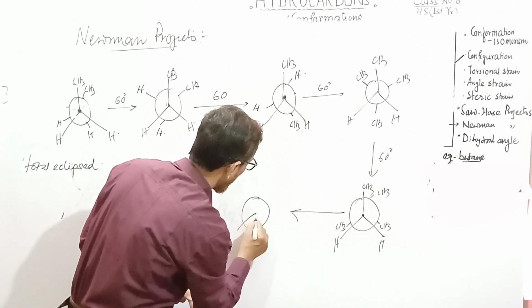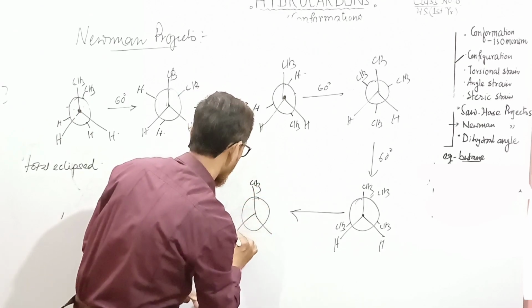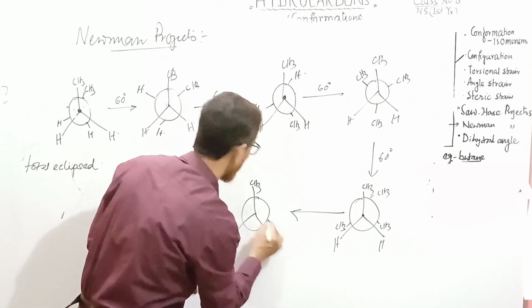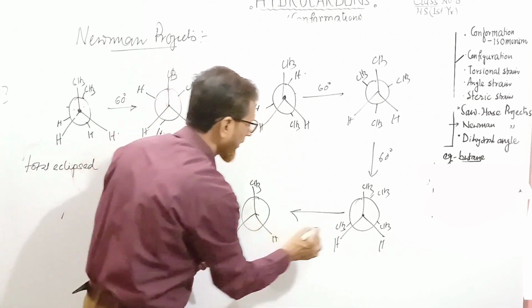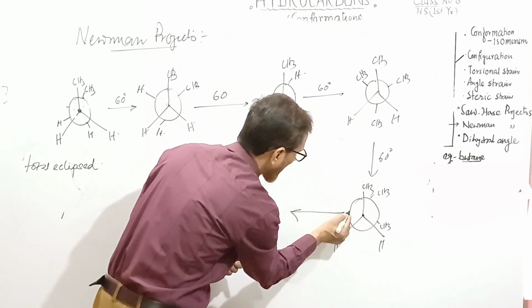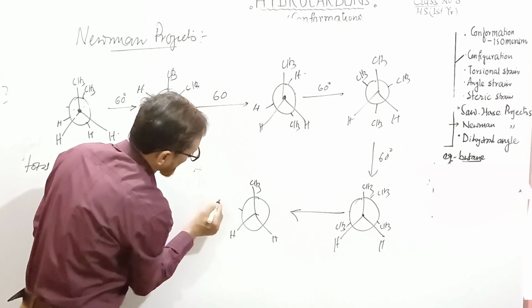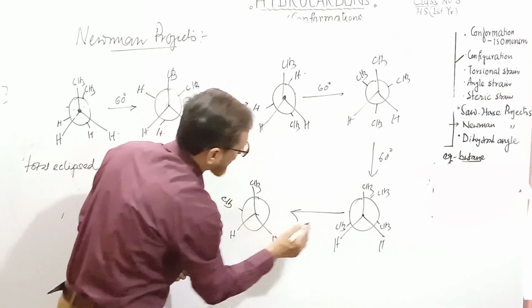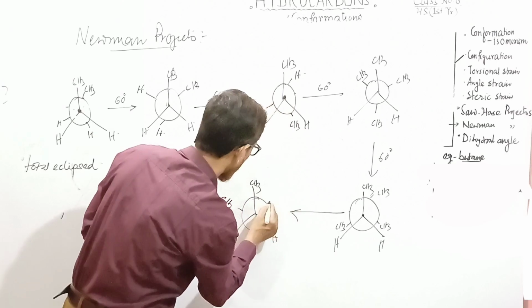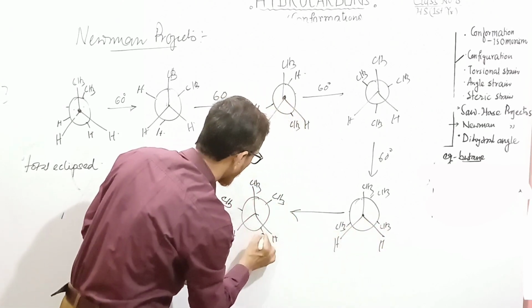Now if you make this, hydrogen, CH3 of first carbon is again fixed. If you now make another 60, from this position it will come exactly here, CH3, and this will come exactly here, CH3, and this will come here.